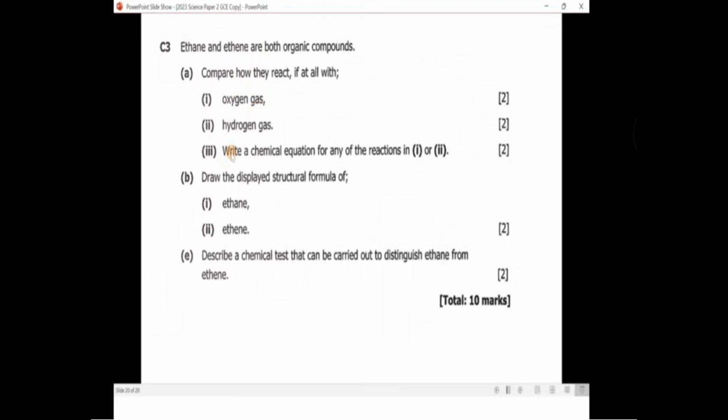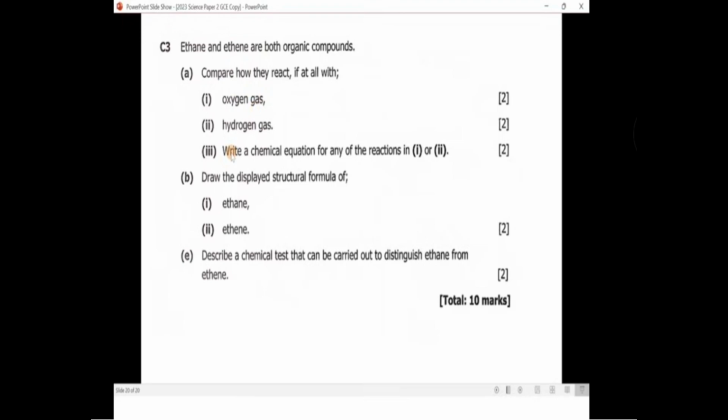Ethane and ethene are both organic compounds. Compare how they react, if at all. Roman numeral 1, oxygen gas. Compare how they react.